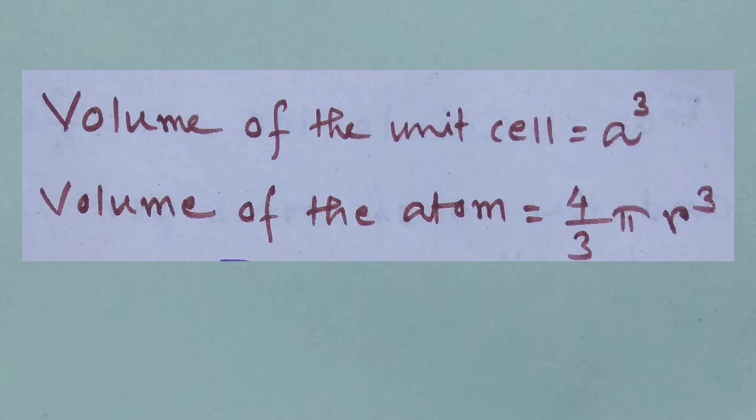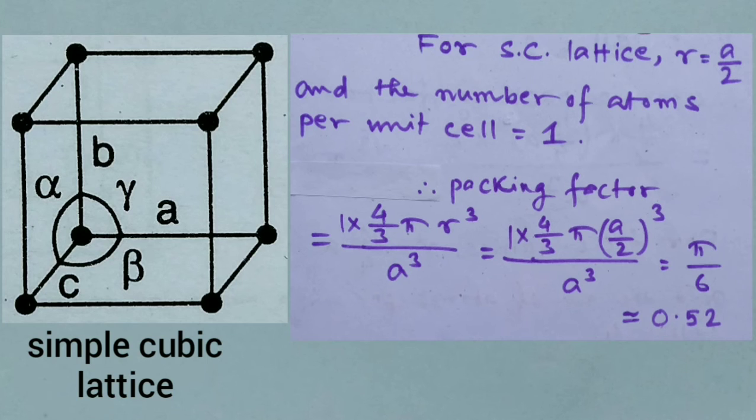The volume of the unit cell of edge A equal to A cube, and the volume of the atom of radius R equal to 4/3 pi R cube. For simple cubic lattice, atomic radius R equal to A by 2 and the number of atoms per unit cell equal to 1. Thus packing factor equal to 1 into 4/3 pi R cube by A cube equal to 1 into 4/3 pi A by 2 whole cube by A cube equal to pi by 6, nearly equal to 0.52.